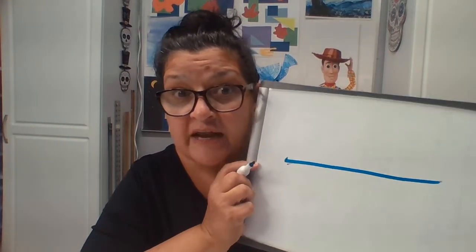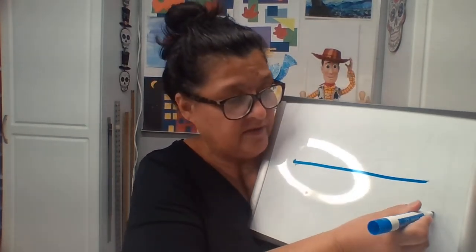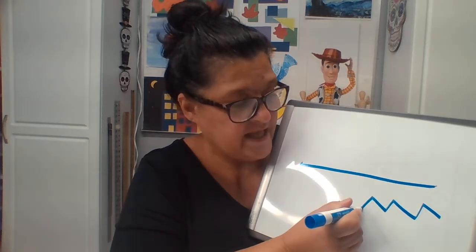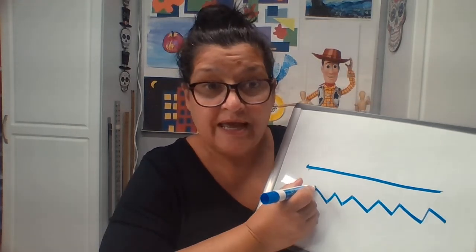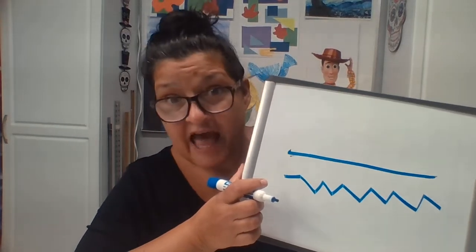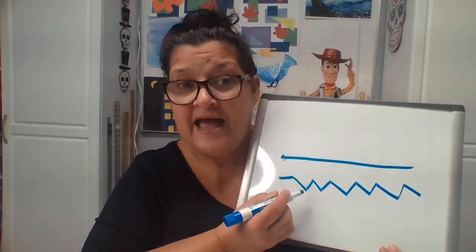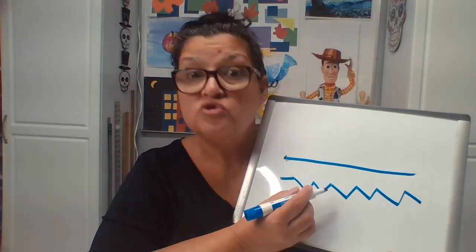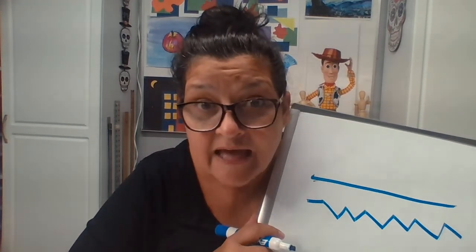Do you know what other kind of line I'm going to make? Tell me if you know what this is. Looks like a zipper, but it has an actual name. What kind of a line is that? It's a zigzag line because it zigs and zags and zigs and zags. Did you know that a line could be a direction?